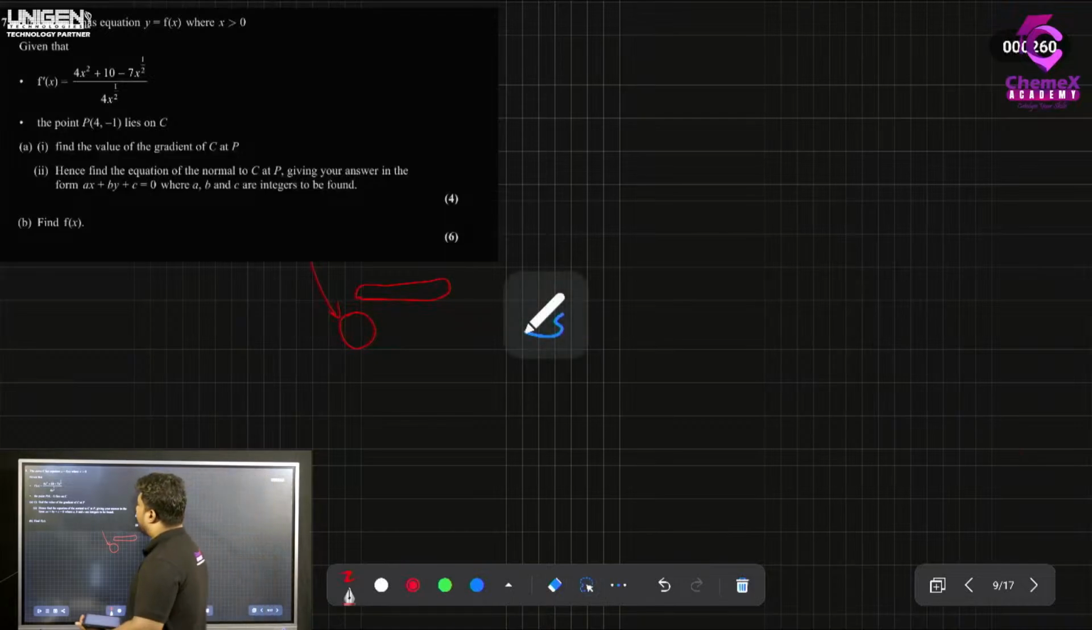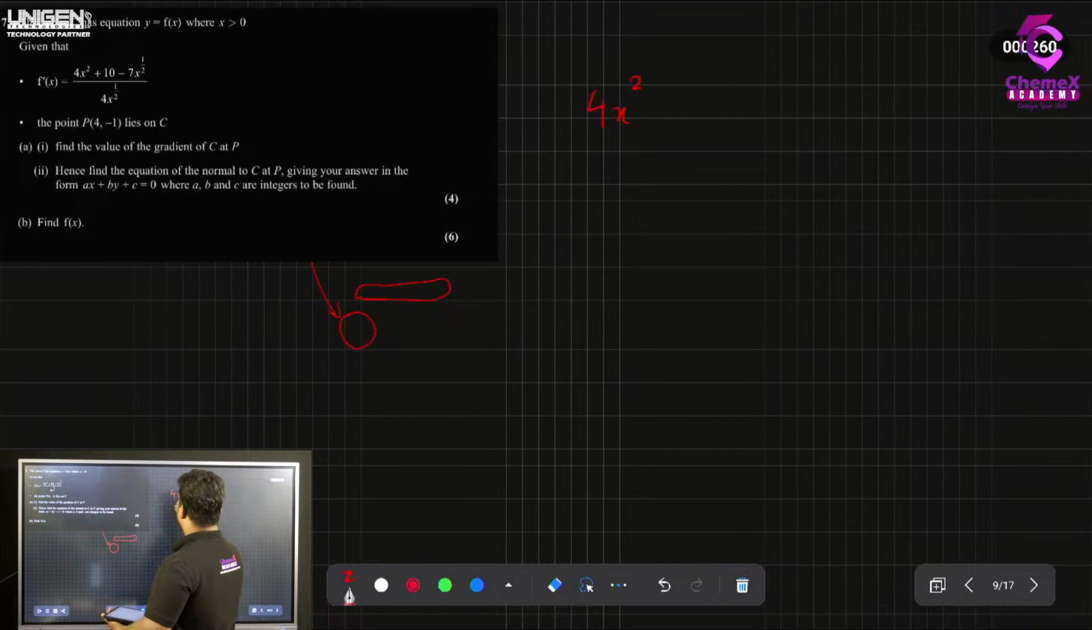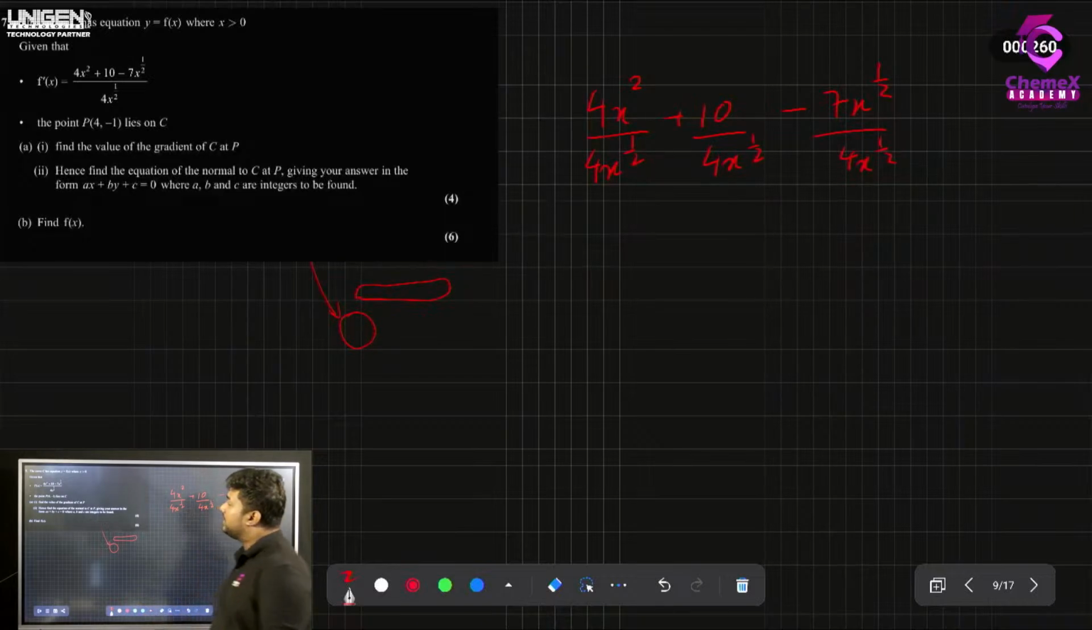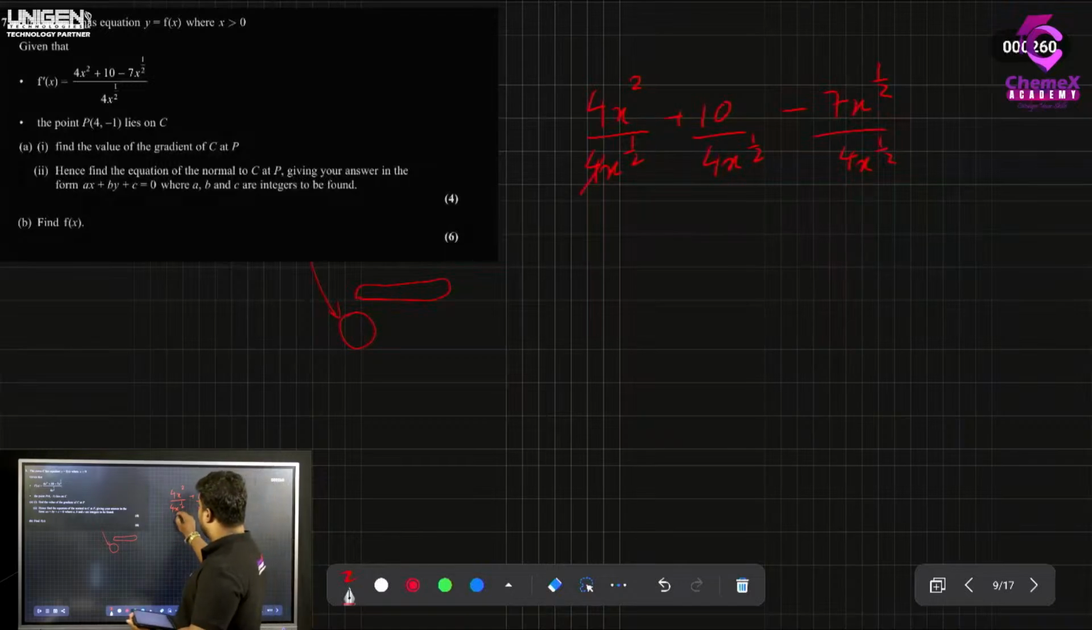So to integrate, I can write it as 4x squared over 4x half plus 10 over 4x half minus 7x half over 4x half.